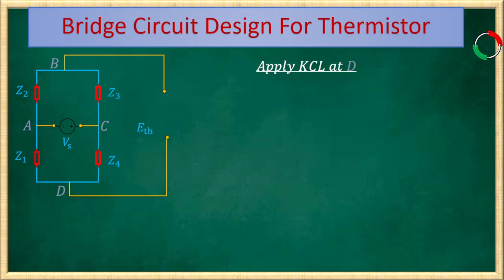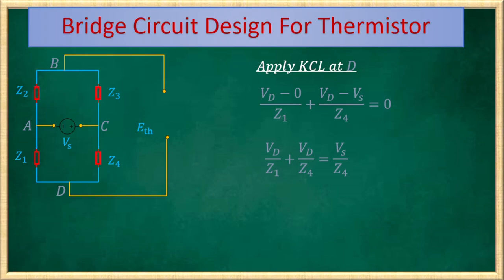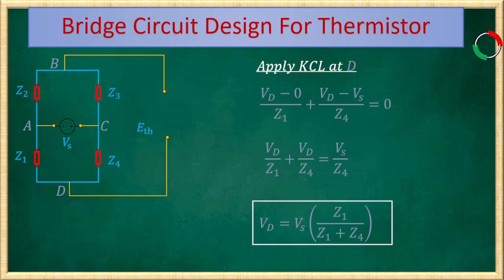Similarly, applying the KCL at D, we get (Vd - 0)/Z1 + (Vd - 0)/Z1 + (Vd - Vs)/Z4 = 0. Again, simplifying this, we get Vd/Z1 + Vd/Z4 = Vs/Z4. Finally, solving for Vd, Vd = Vs times Z1/(Z1 + Z4).